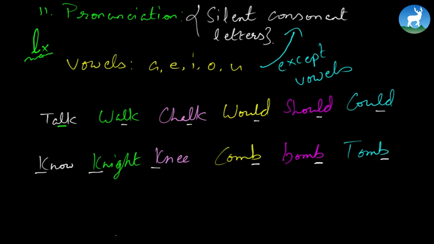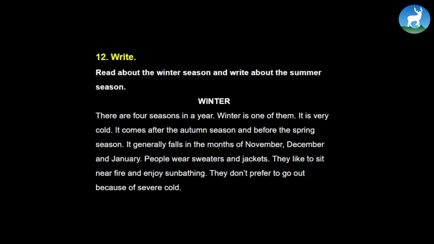And finally we have here a writing exercise, which is to read about the winter season and write about the summer season. So let's read out what's written about the winter season. There are 4 seasons in a year. Winter is one of them. It is very cold. It comes after the autumn season and before the spring season. It generally falls in the months of November, December, and January. People wear sweaters and jackets. They like to sit near fire and enjoy sunbathing. They don't prefer to go out because of severe cold. So this is about winter.